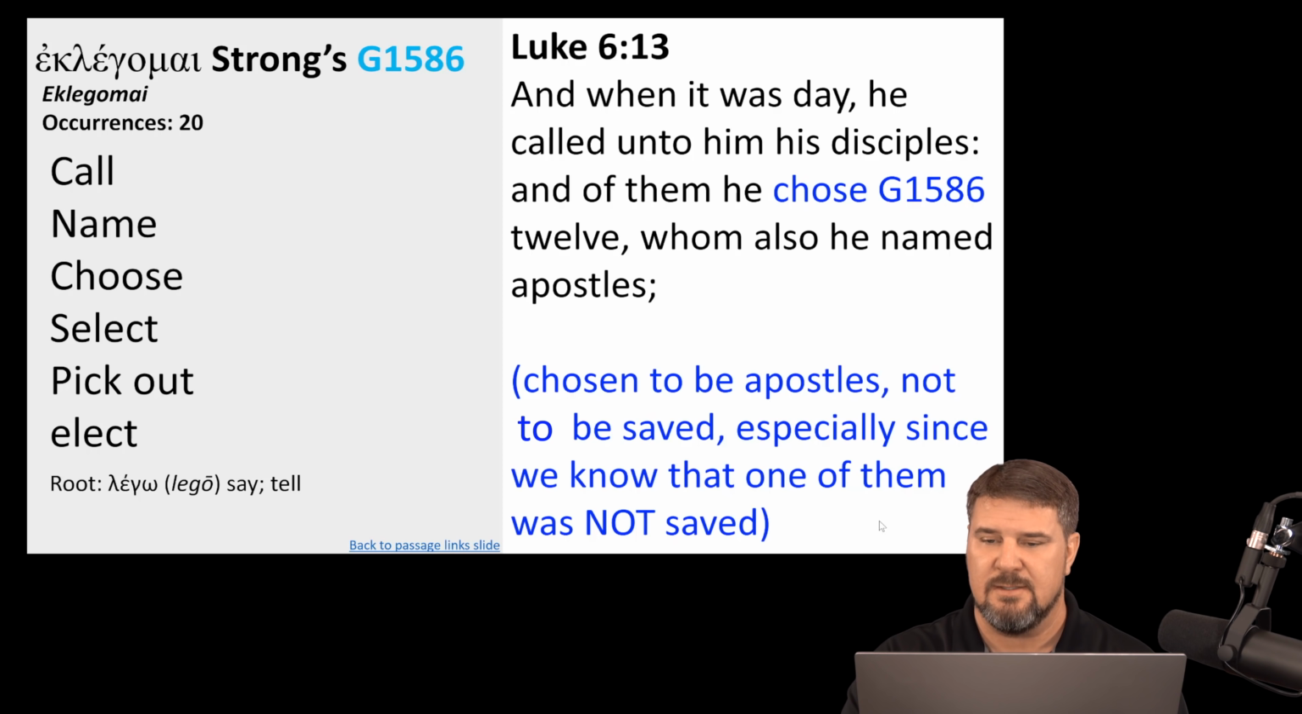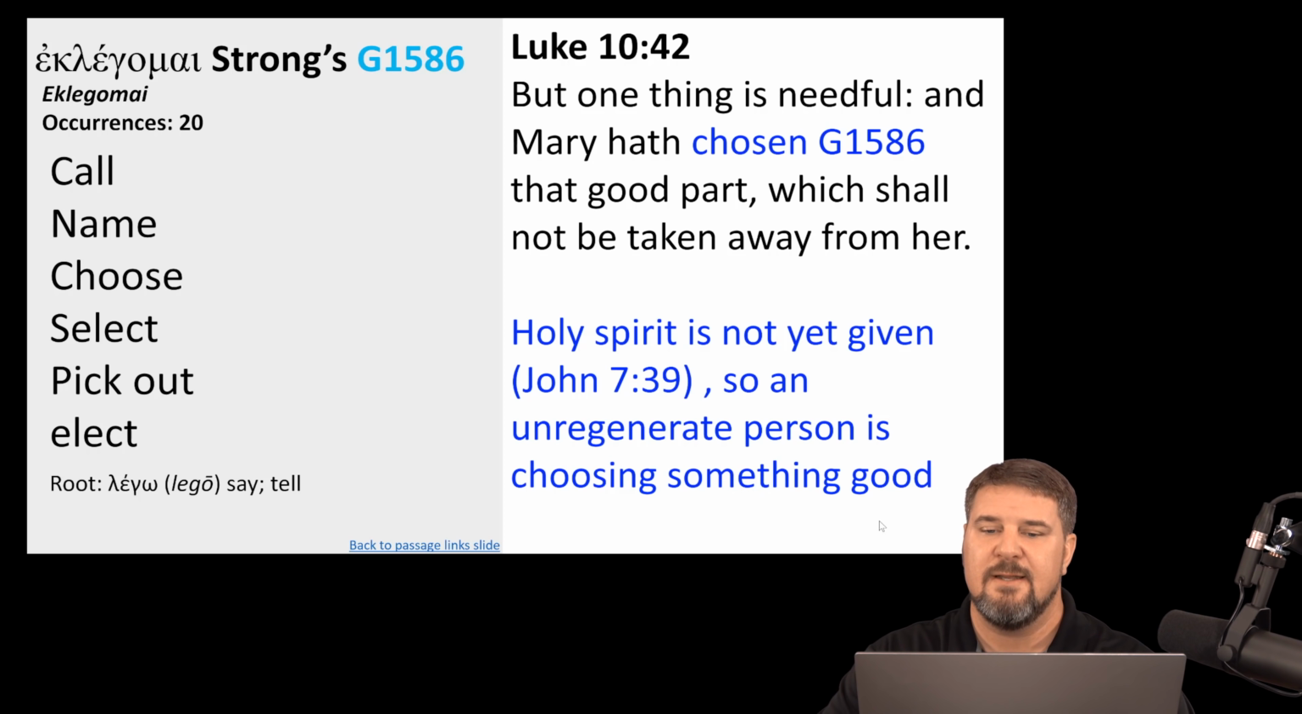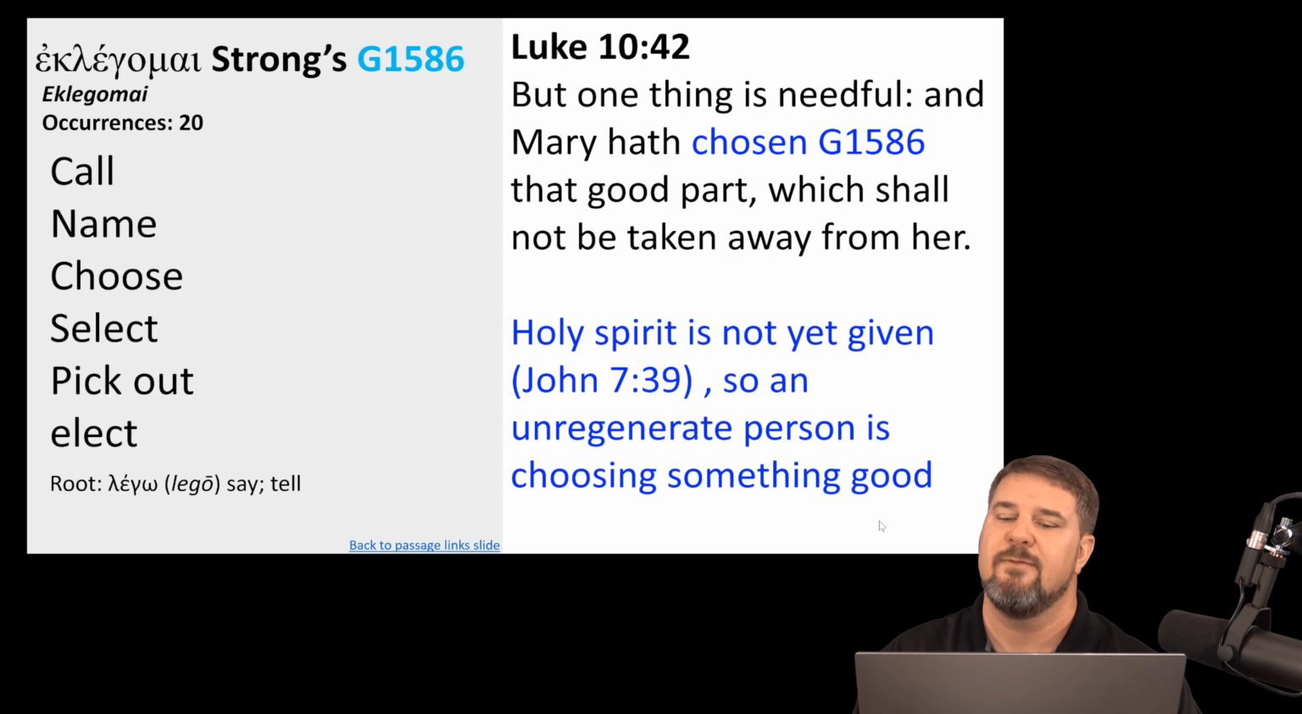So think about those things. Think about why somebody was chosen. What are they chosen for? And it's never salvation. It's always for something else. Luke 10:42, "But one thing is needful, and Mary hath chosen that good part, which shall not be taken away from her." The Holy Spirit is not yet given, according to John 7:39, so an unregenerate person is choosing something good. That does not jive too well with Calvinism.